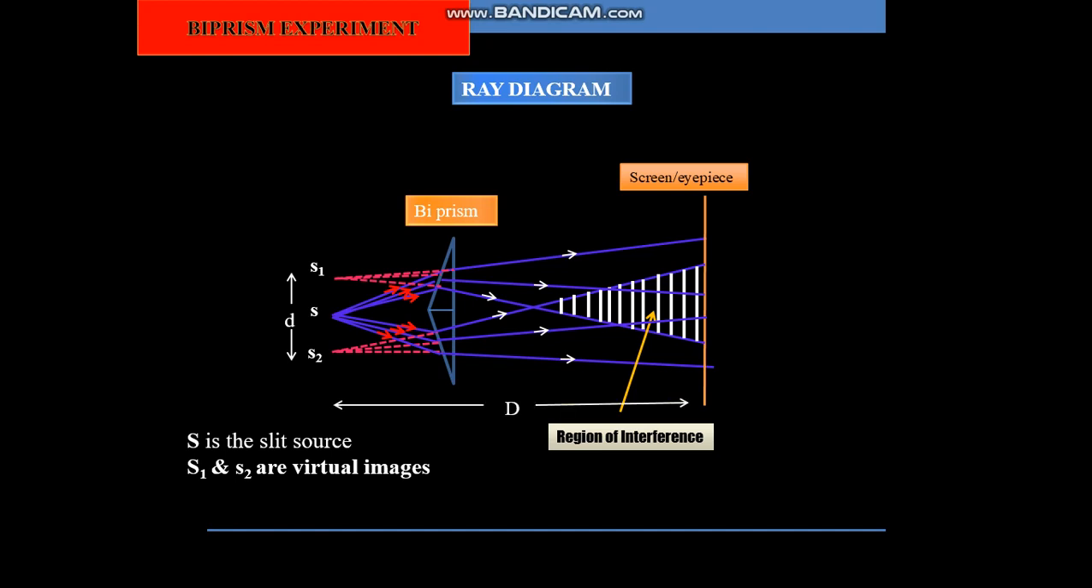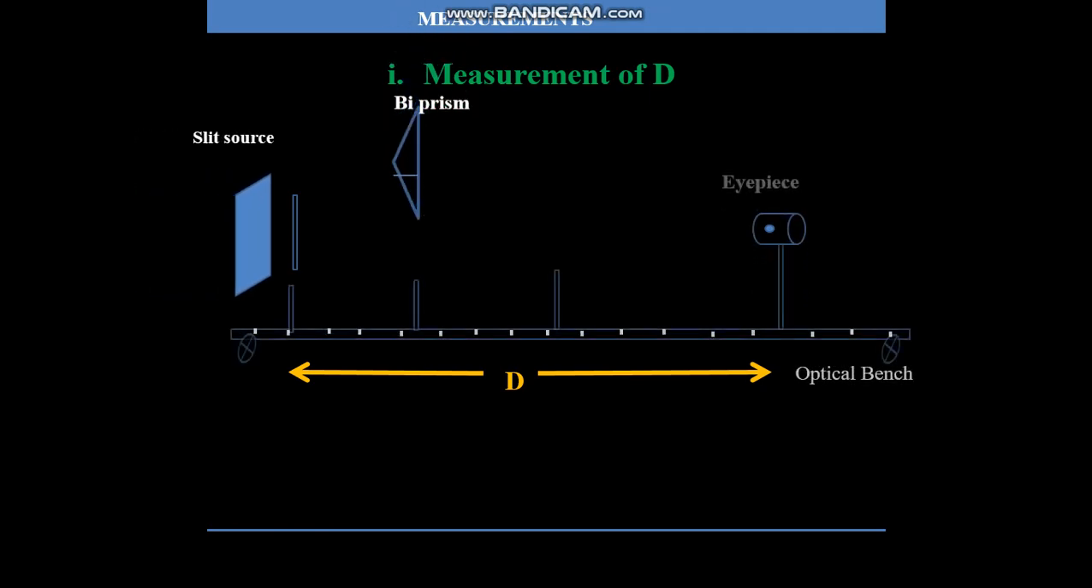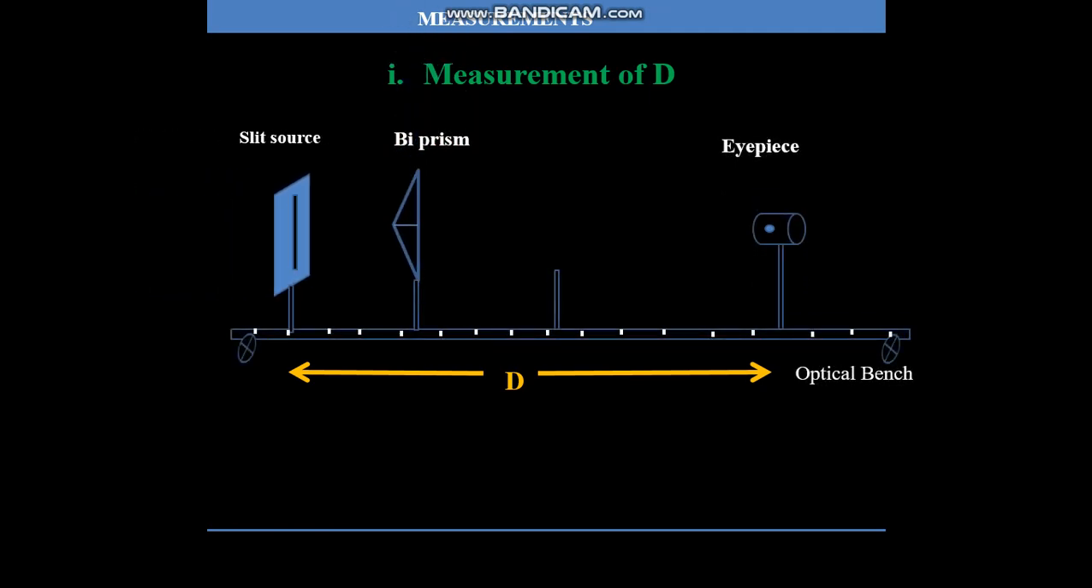This is capital D, the distance between the source and the eyepiece. So measurement of D is done by measuring the distance between the slit and the eyepiece. We have measured D directly on the optical bench calibration.